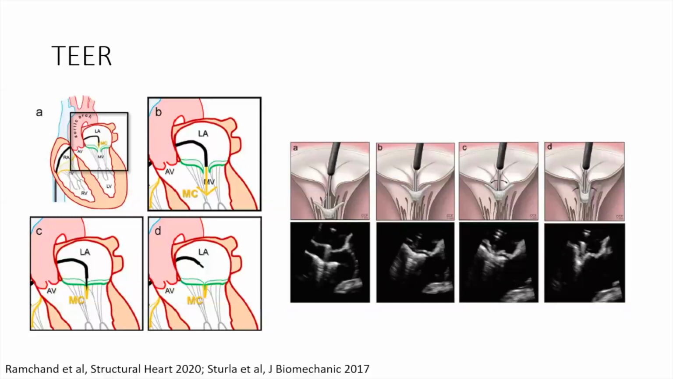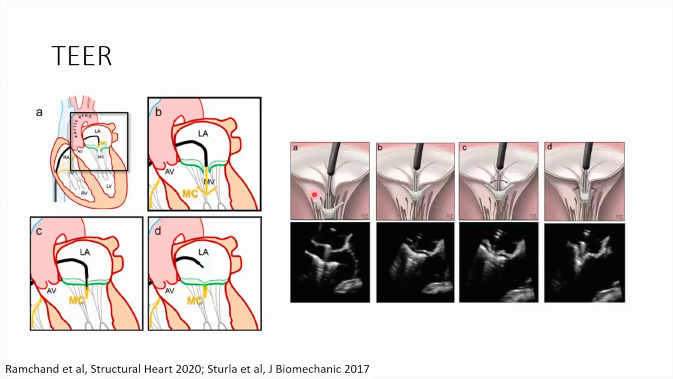So in the left-sided graphic here, it basically demonstrates that the device, with this delivery system and the clips, is advanced through the femoral vein into the right atrium, through a transseptal puncture into the left atrium, and then it crosses the mitral valve into the LV, and then the arms and the delivery device are pulled up to the position of the mitral valve at the region of the mitral regurgitation.